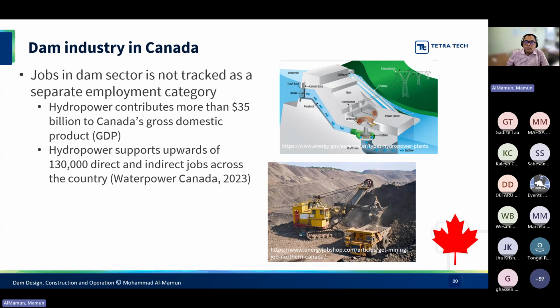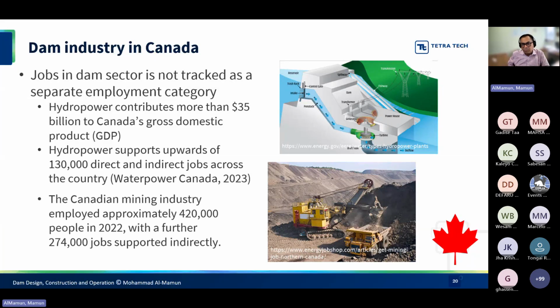Now, in terms of the job market or the industry, again, there is no formal tracking of the job market, but I did a quick search. The hydropower industry is a little more organized, and the data I found shows that there could be as many as 140,000 direct and indirect jobs in the hydropower industry. It's a bit trickier for the mining industry, but we can get a sense, right? Over 420,000 people work in the mining industry, and 274,000 jobs are supported indirectly. So it's almost 750,000.